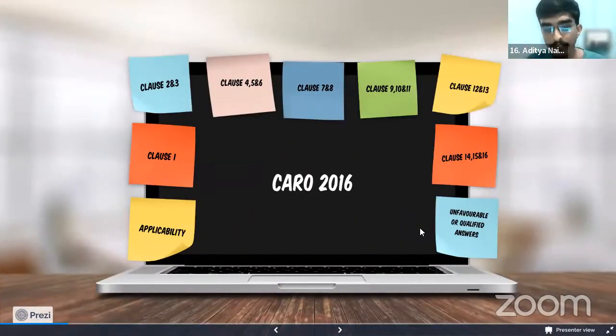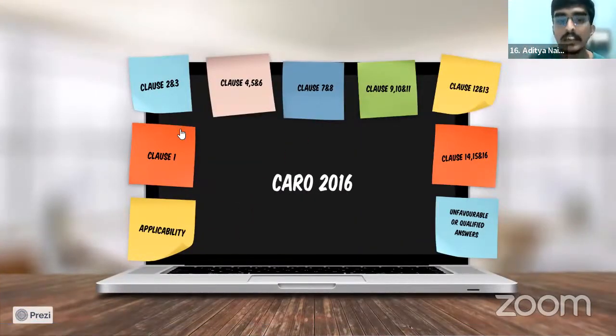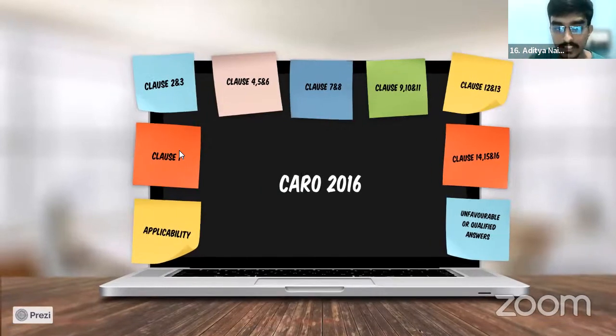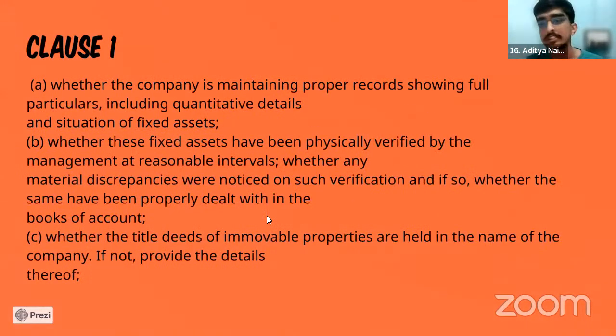Now let's dive in directly into para 3 and let me cover the clauses in detail. Well, the first clause, that is the fixed assets clause of the CARO 2016. So यहाँ क्या कहते हैं that the company, the auditor has to check whether the company is maintaining the proper records of the fixed assets, whether the assets have been physically verified at intervals, and if there are any material discrepancies, उसको report करना पड़ेगा.